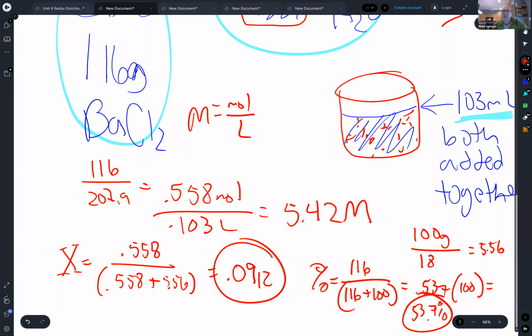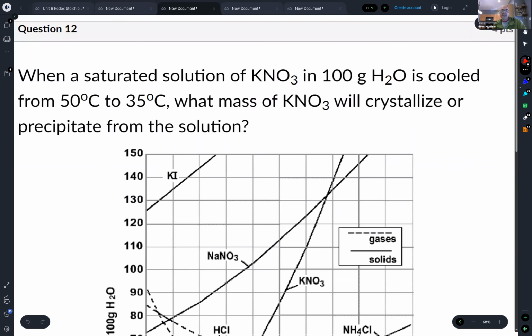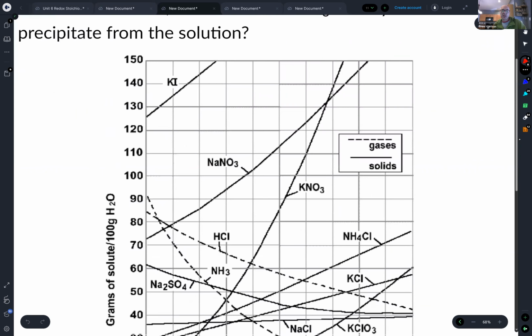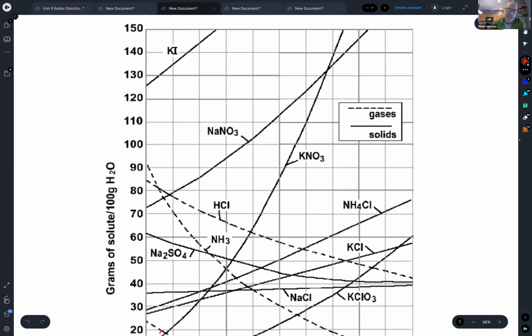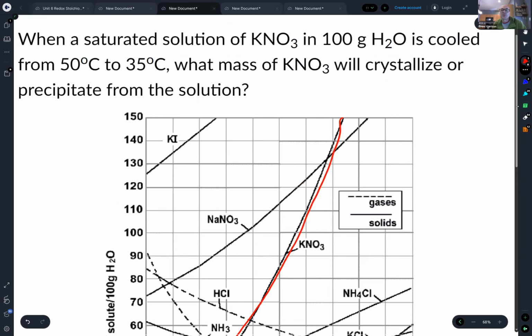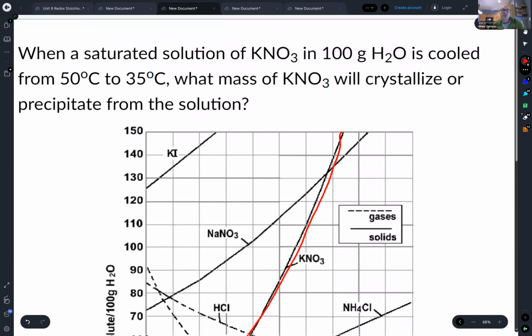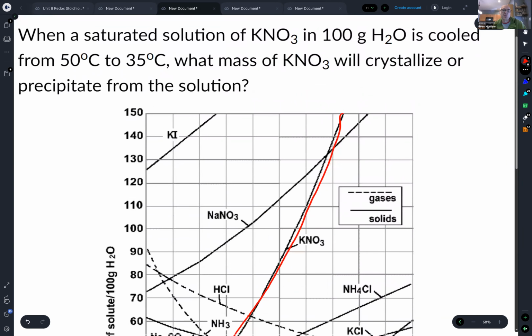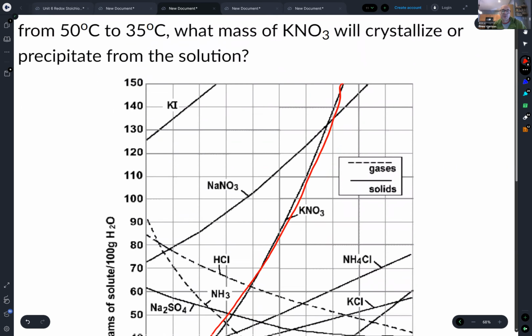Question number 12 asks us to read some values off of a chart and figure out how much is going to precipitate out. So I've got KNO3, and I will highlight where KNO3, it's this line that cuts right through the middle of the graph. And it says that you've got 100 milliliters of water, which is what we expected. It's cooled from 50 to 35 degrees.